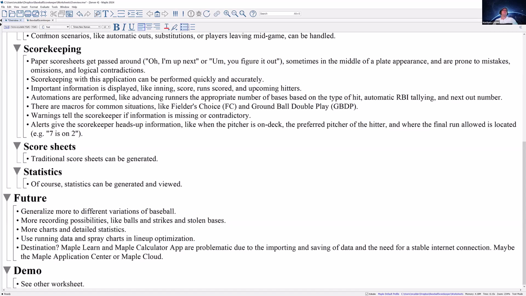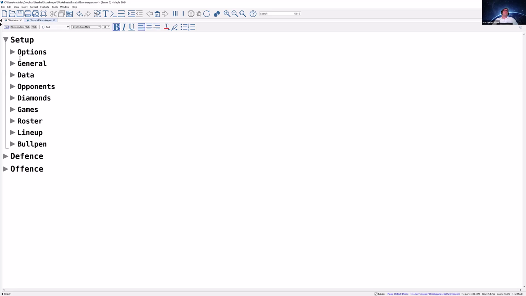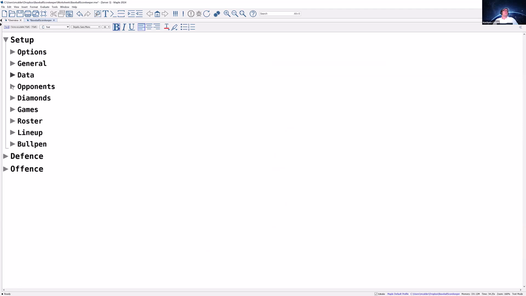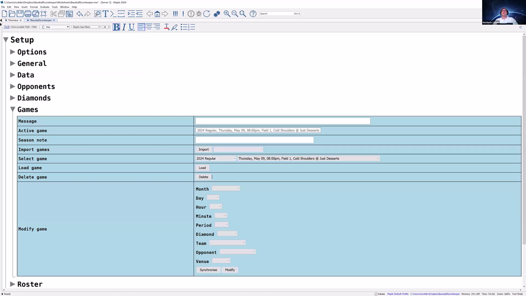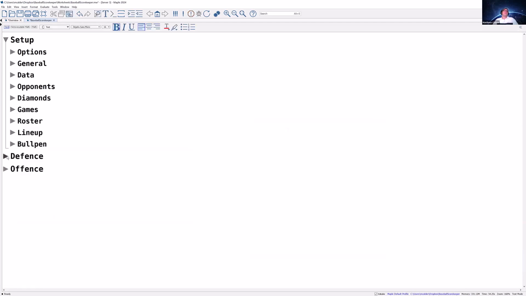Okay, so without further ado, I'm going to switch worksheets here. There are options. I'll mention that I've set the mercy limit to 7 for each individual inning, and there are many things you can change. I've loaded most things, so the data is already loaded. I've loaded the first game, I think. Let me make sure. So it's loaded. What I'll do first is show you the score sheet of a completed game.